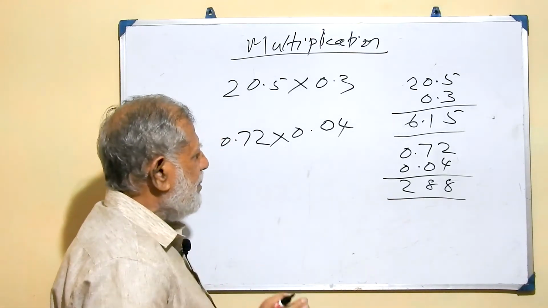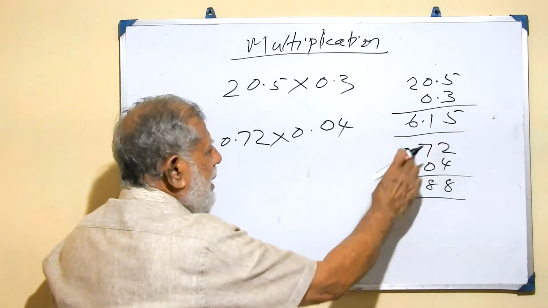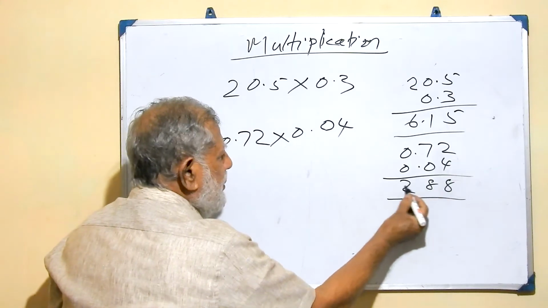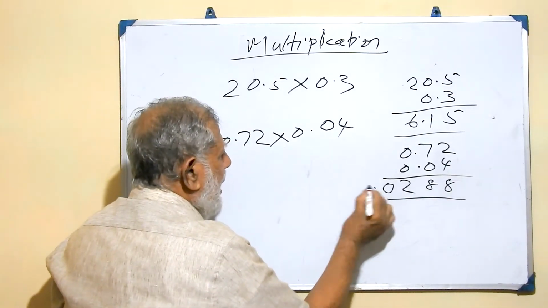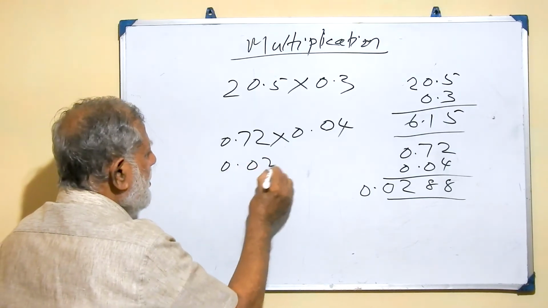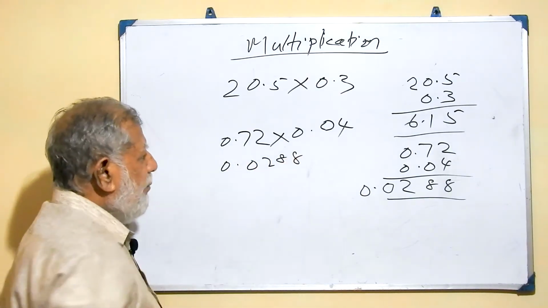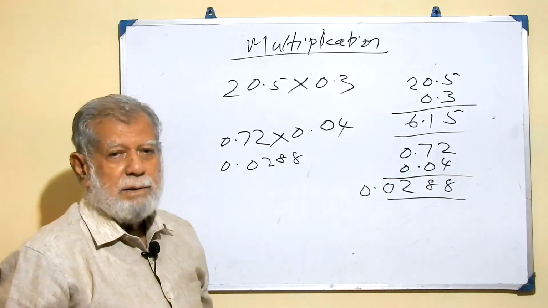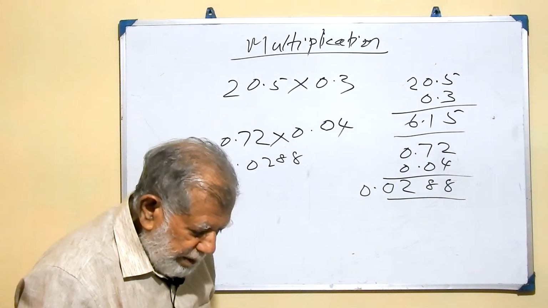Now we have to put the decimal. All together in the sum there are 1, 2, 3, 4. So count from here 1, 2, 3, and you have to put a 0 here and the decimal. So the answer here is 0.0288. Can you see? 4 decimal places in the sum, 4 decimal places in the answer. It has been like that.